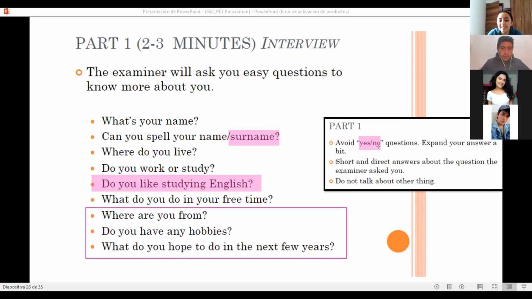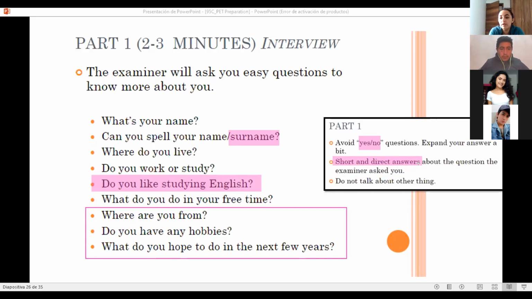So try to avoid yes or no, or maybe short and direct answers. Try to extend your answers. Try to answer in a little bit more complete way. And don't go through the bushes, okay? No se vayan por las ramas, solo respondan lo que se les pregunta, pero traten de hacerlo en una frase un poco más larga que sí o no, okay?